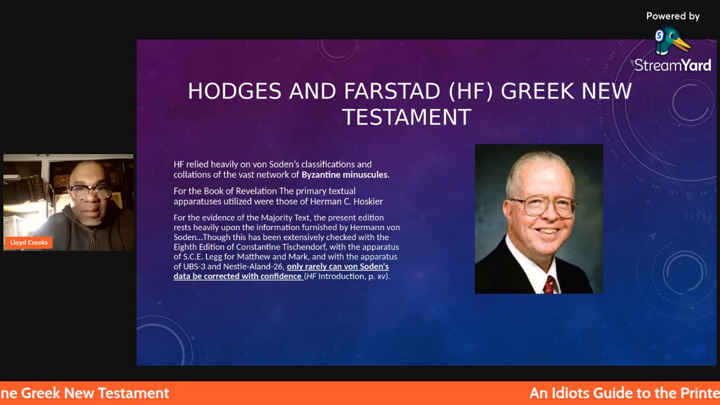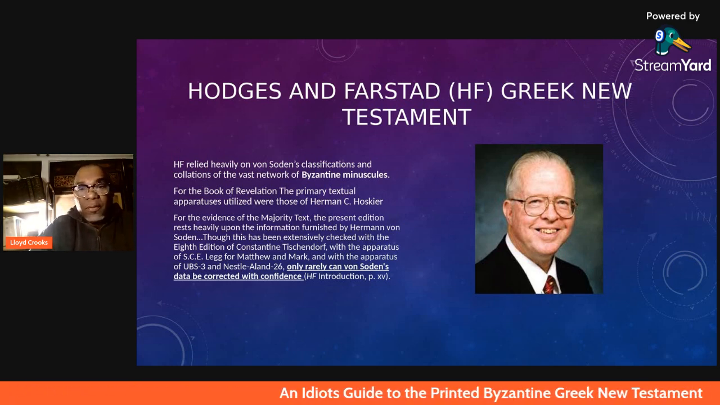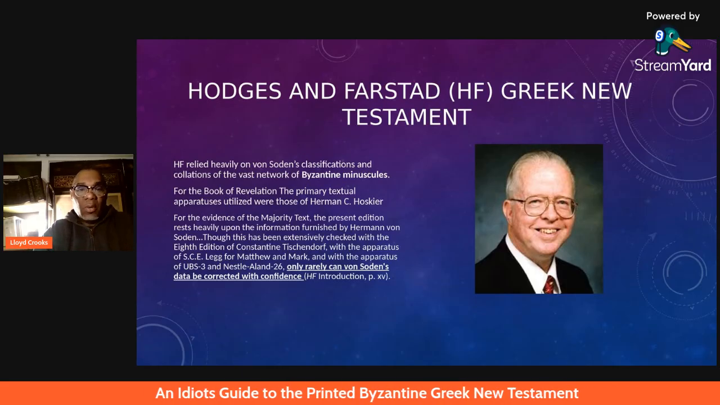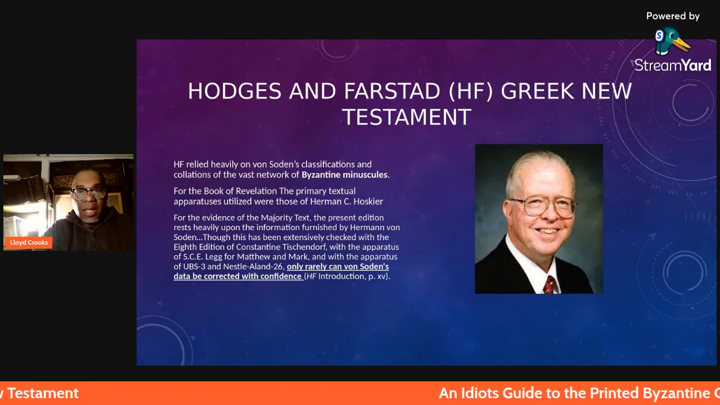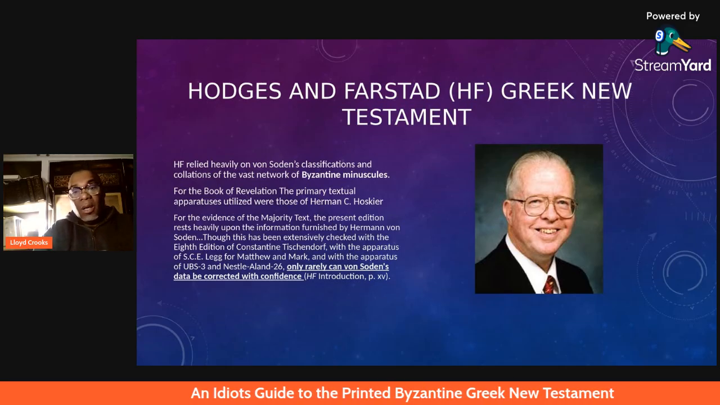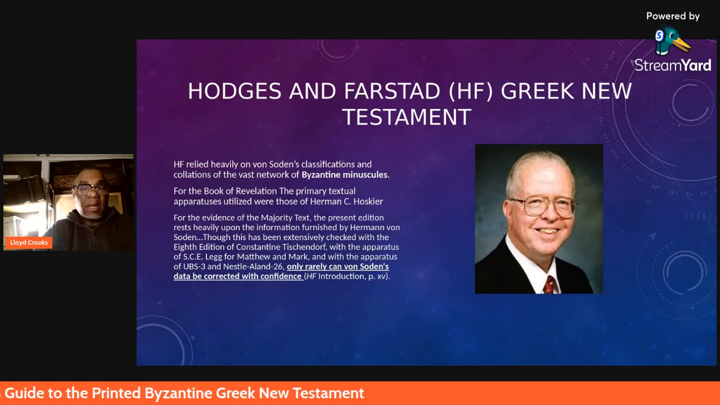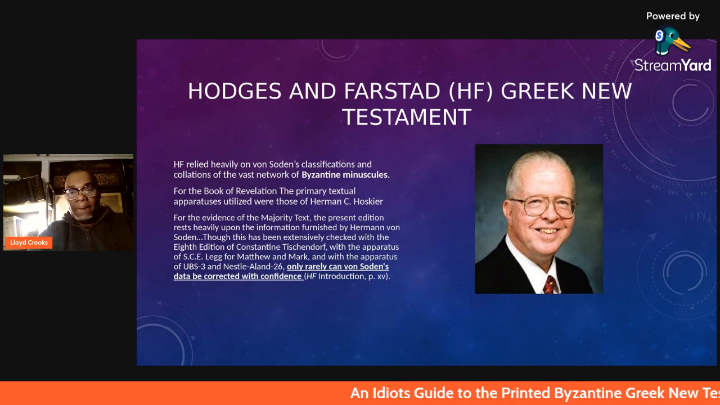For the evidence of the majority text, the present edition relies heavily, just from the introduction, on information furnished by Hermann von Soden. Though this has been extensively checked with the 8th edition of Constantine Tischendorf, with the apparatus of SCE Legg for Matthew and Mark, and with the apparatus of United Bible Society 3 and Nestle-Aland 26, only really can von Soden's data be corrected with confidence. So even though it relies heavily on that, it had to be cross-referenced with other printed Greek New Testaments.